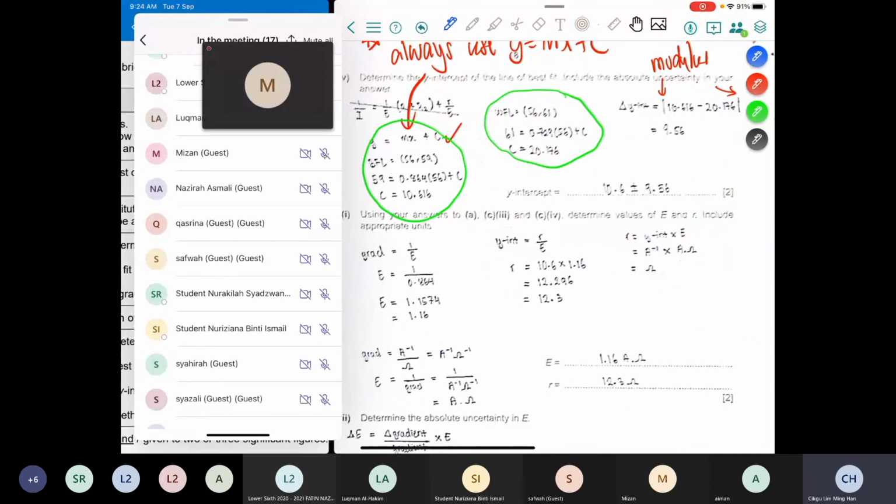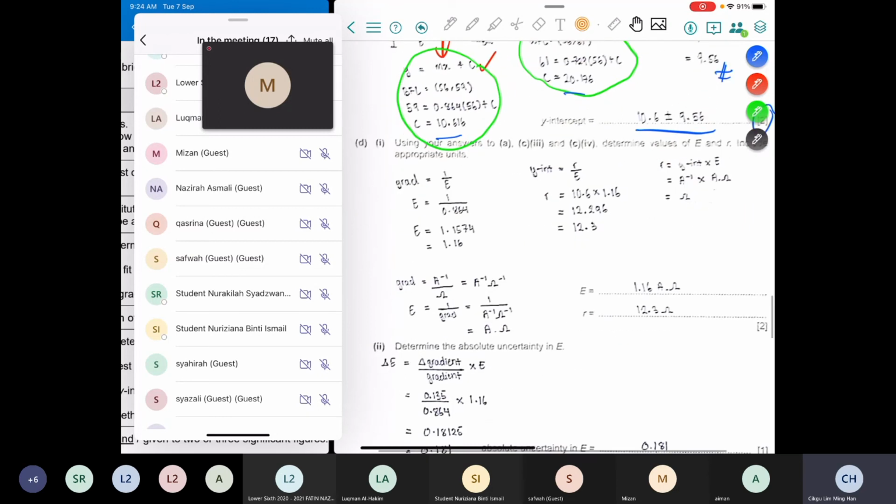Hey, how come the uncertainty is so big? 10.6. Oh, because of the y-intercept. Sometimes you find it very weird: 10.6 plus minus 9.6 is almost the same value. But don't worry. In the exam, they look at the answer here. If you use the correct points, like Fatin did, everything is correct. By right, if you just follow the basic steps, you should get the correct answer. Don't worry about that one.